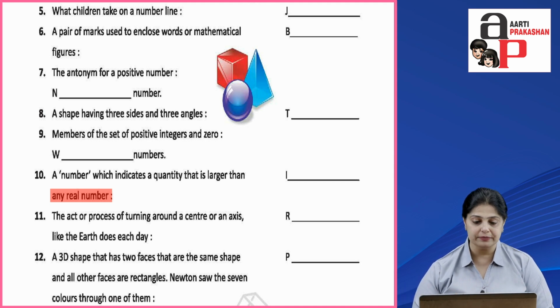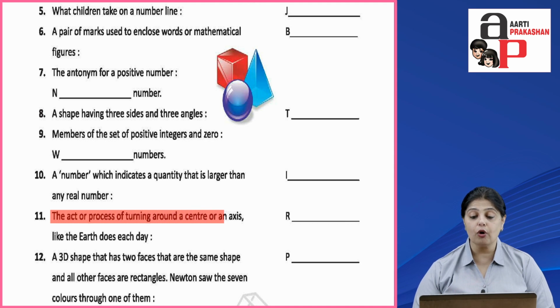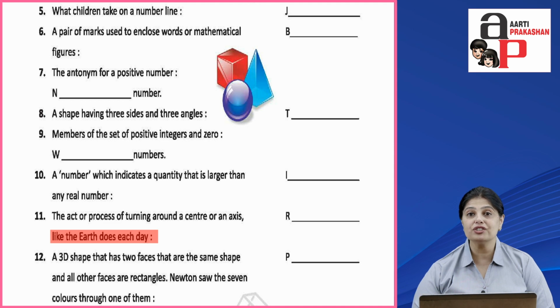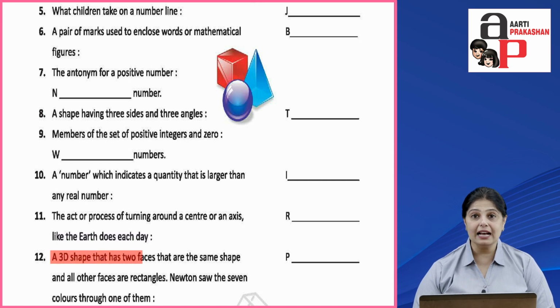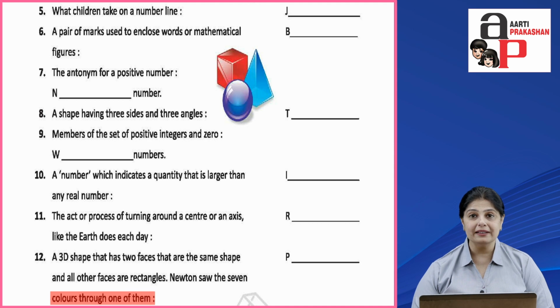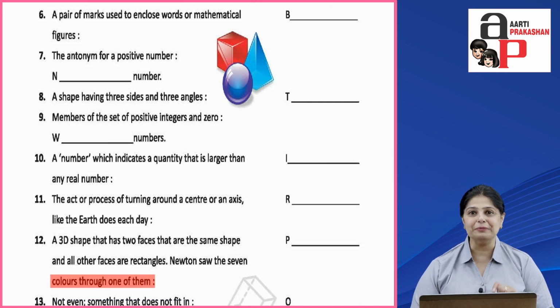That is infinity. Okay. The act or process of turning around a center or an axis like the earth does each day. What is it called? It is called rotation. And based on the rotation, we have our days and nights. Alright, now a 3D shape that has 2 faces that are the same shape and all other faces are rectangles. Newton saw the 7 colors through one of them. That is known as the prism.